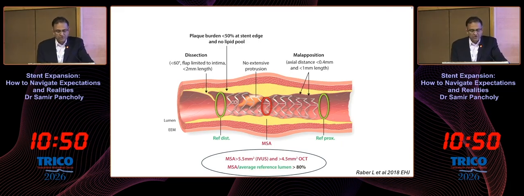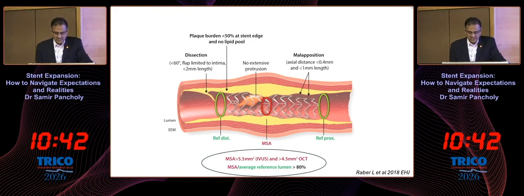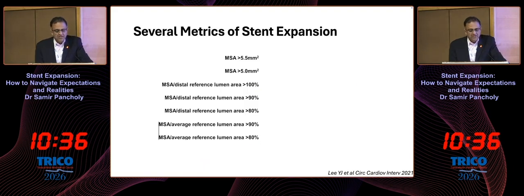It's important to know from Raber's recommendation two numbers: 5.5 millimeter square absolute minimum stent area, and then greater than 80% minimum stent area compared to the average reference lumen area.